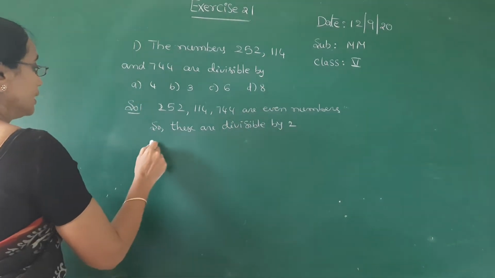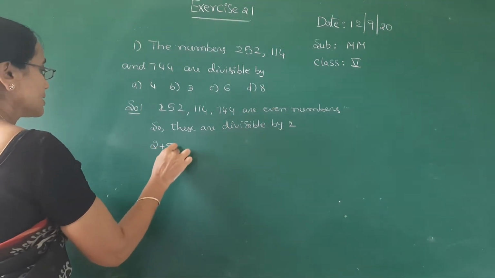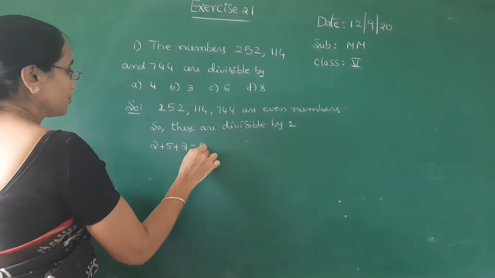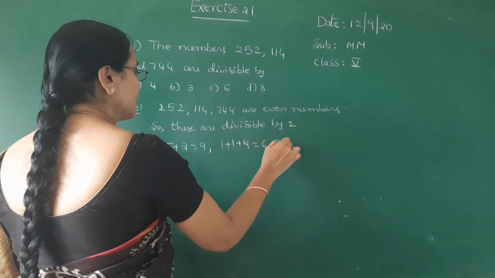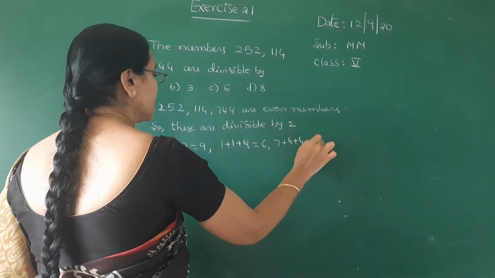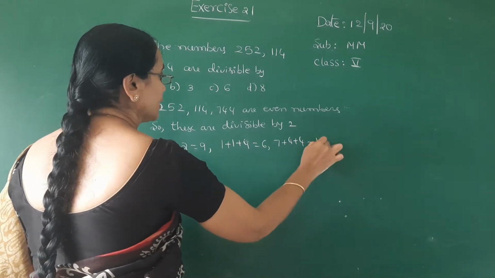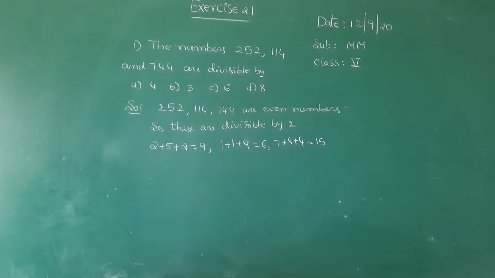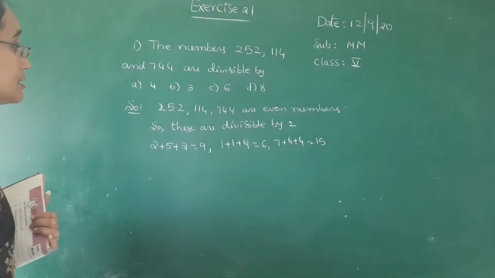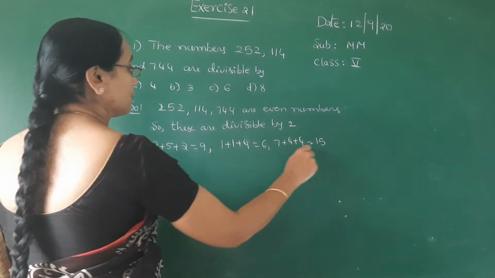Okay. Next, check the sum of digits. 2 plus 5 plus 2, 9. 1 plus 1 plus 4, 6. 7 plus 4 plus 4, it is 15. Here in these three numbers, the sum of digits is 9, 6, 15. So these 9, 6, 15 are the multiples of 3.